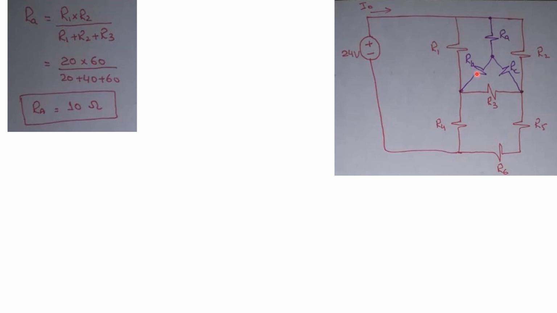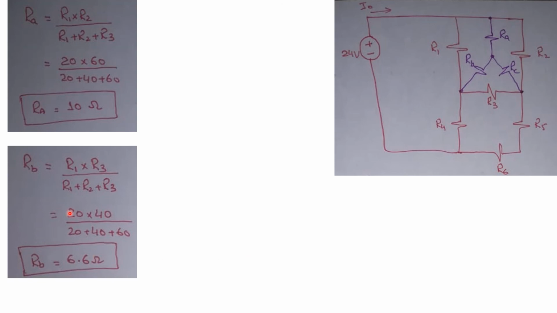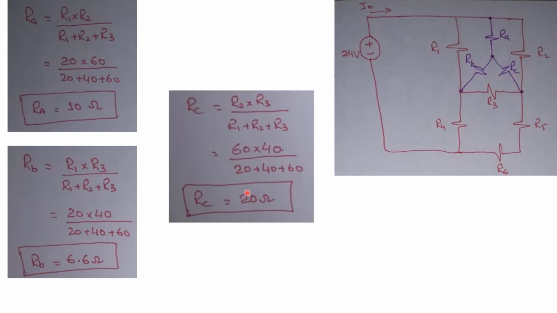Now we have to find the value of RB, which is in between R1 and R3. The value of RB is equal to 6.6 ohms. Now the value of RC is equal to R2 into R3 divided by the whole sum of the resistances of that pi network. Now we can replace this pi network with this Y network, and we will replace R1, R3 and R2 with RA, RB and RC.